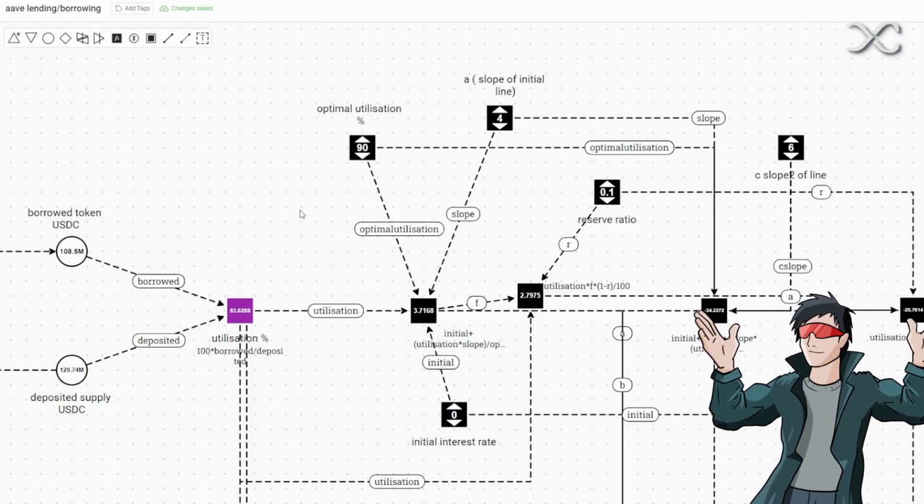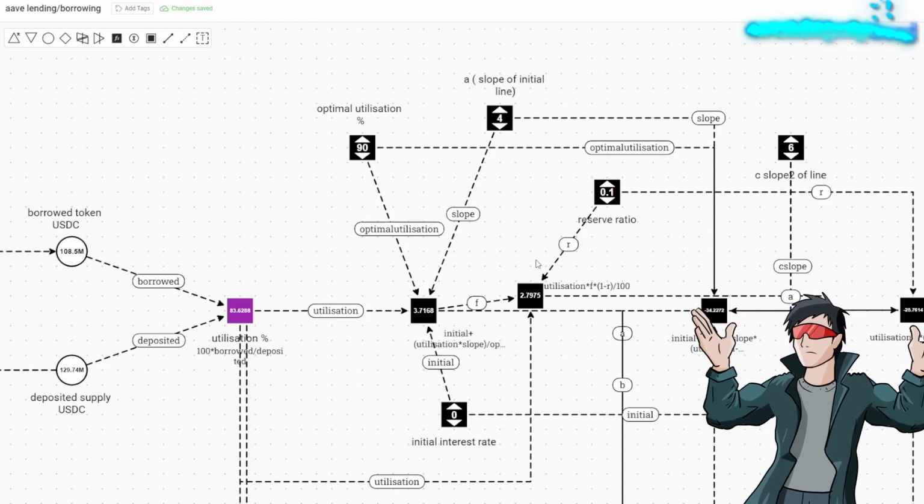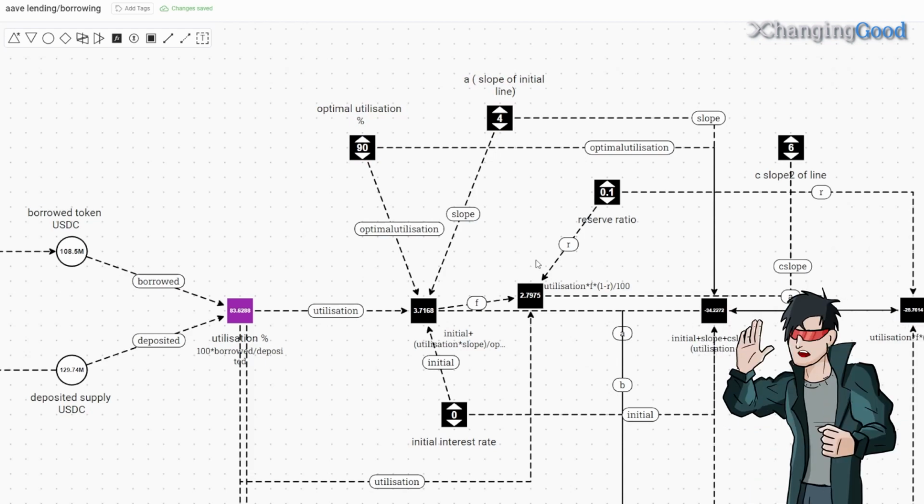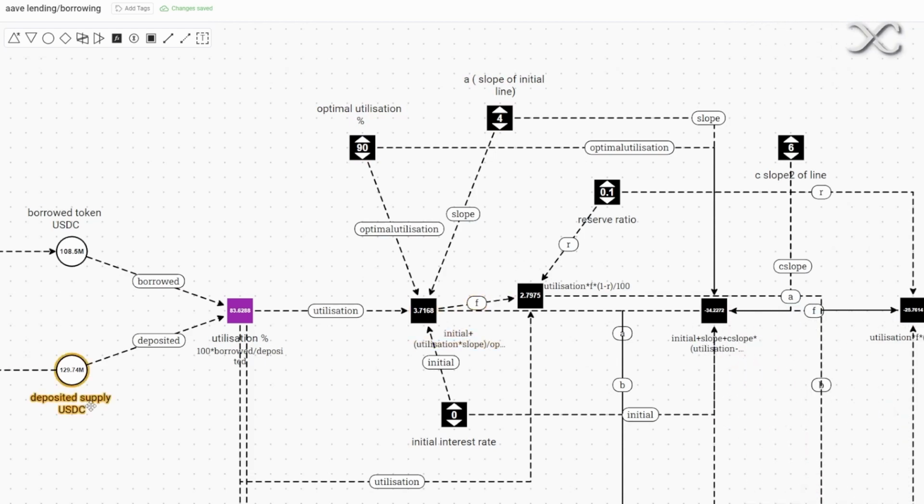Machinations allows us to iterate through the pool and see how it evolves over time, especially if we continue to borrow more and more. So let's do the first example and see how things are calculated.